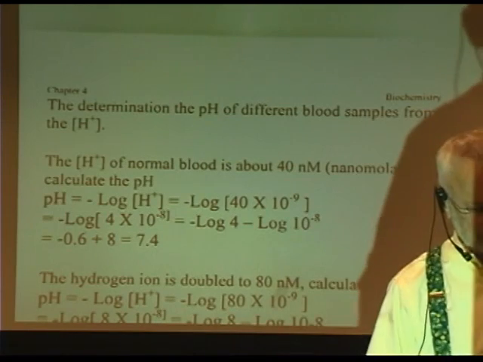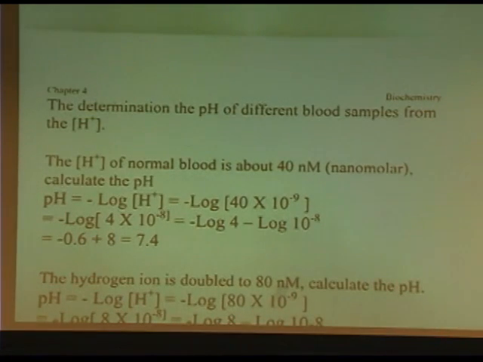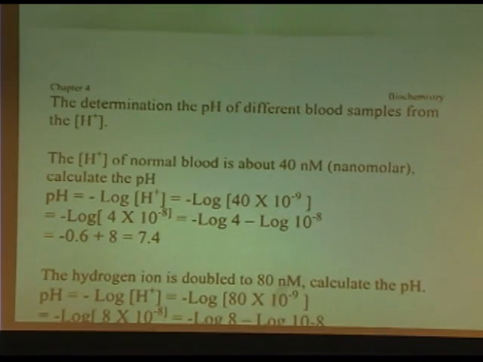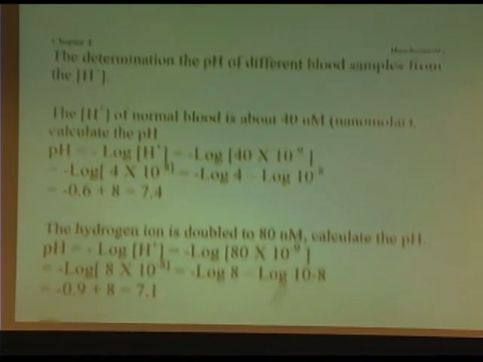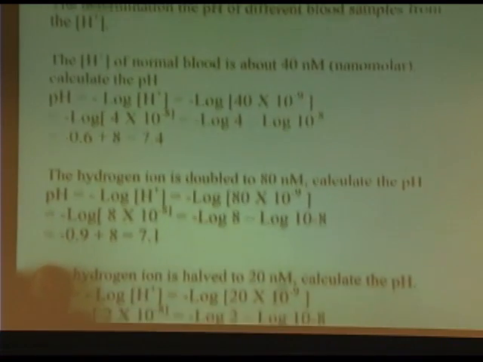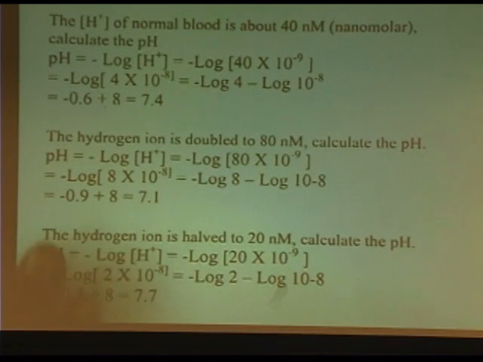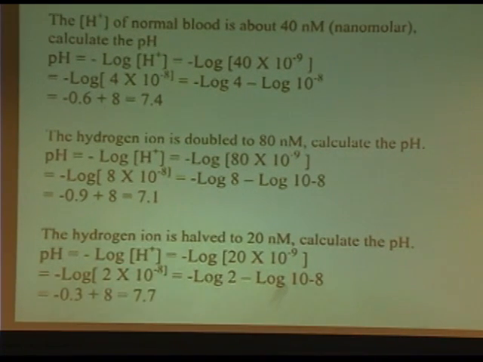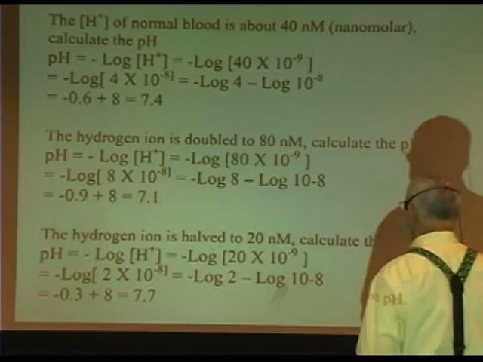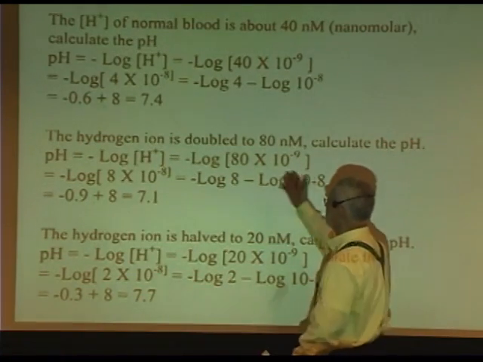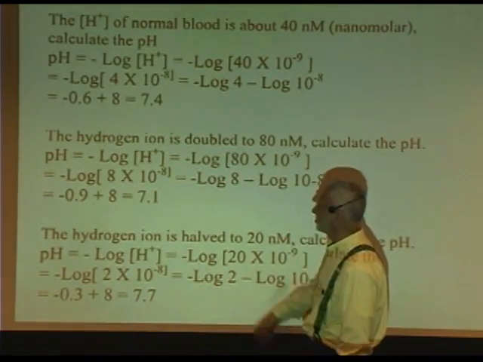Now, for fun, we're going to double the hydrogen ion concentration. We're going to make the solution more acid. Let's say we added hydrochloric acid to this, just enough so that we made it twice as acid as it was before. So instead of 40 nanomolar, we now have 80 nanomolar.